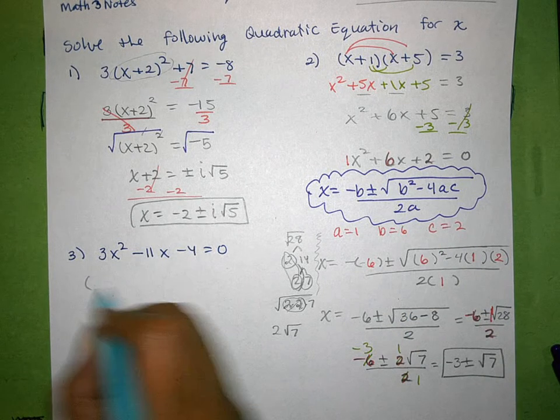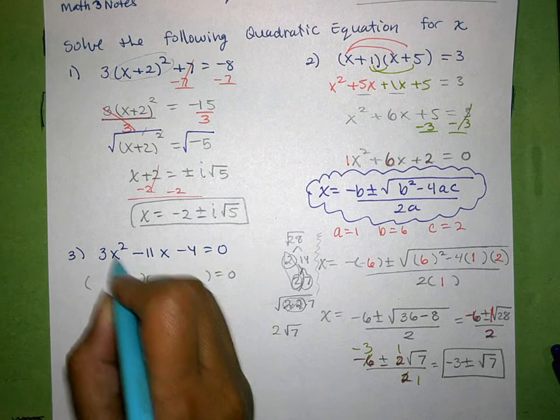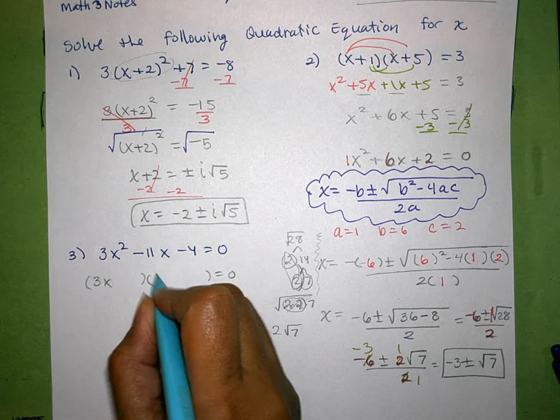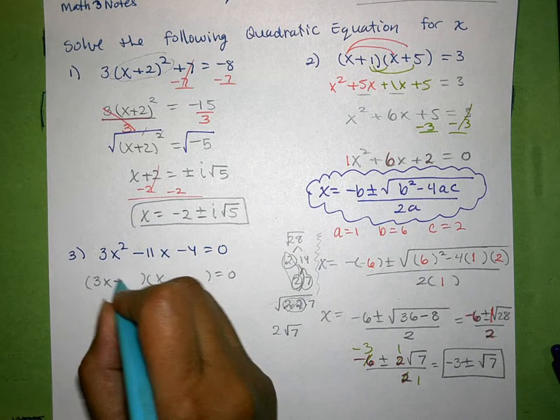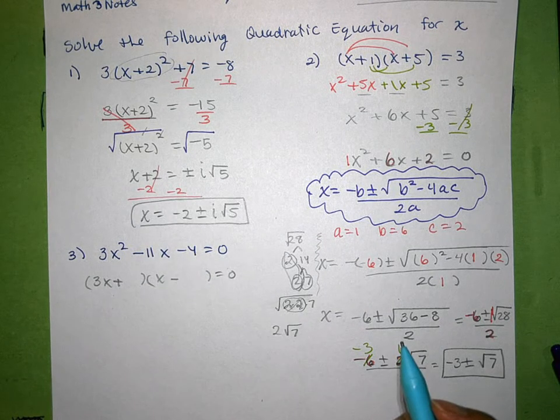All right, I'm going to double bubble. I'm trying to factor first. 3 is prime, so 3x and 1x. I know it's going to be plus minus or minus plus. I'll fix it later at the end if I have to.